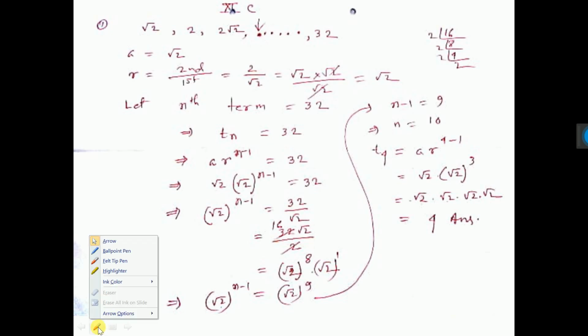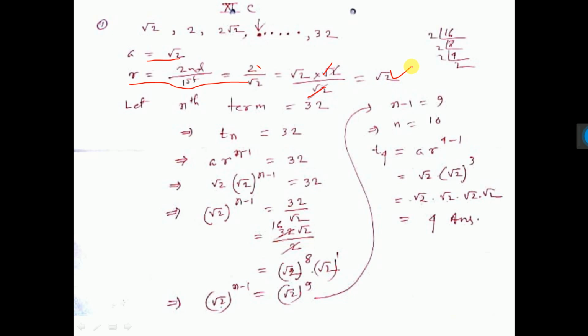So, seventh term from the end. A is given, r equals second by first. Second by first, 2 means root 2 into root 2, do cancellation. So root 2 is the common ratio. Now the nth term is given, 32. Nth term formula, Tn equal to 32. Tn means a into r to the power n minus 1. Value of a you already know, so put this one.